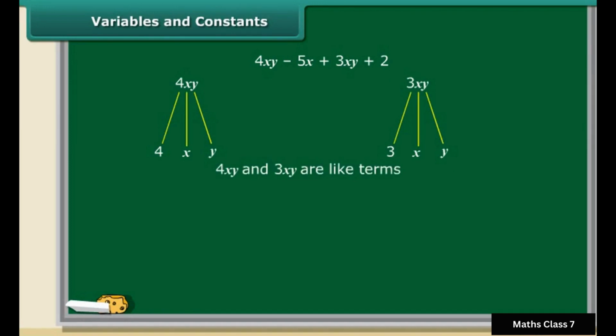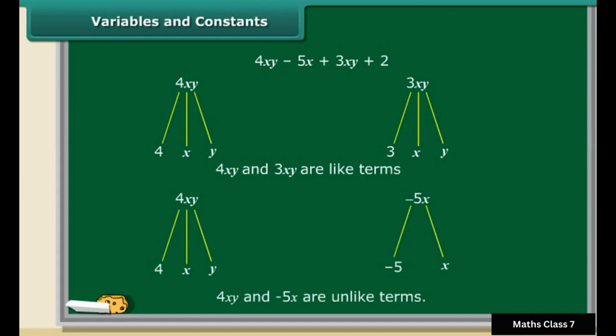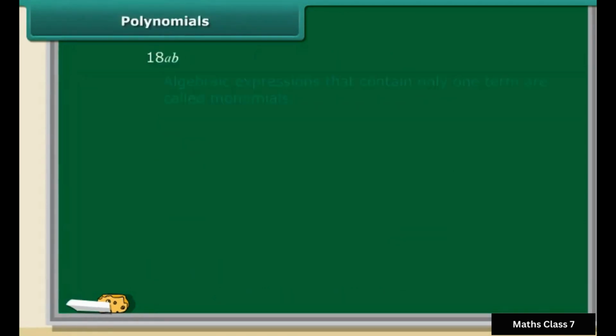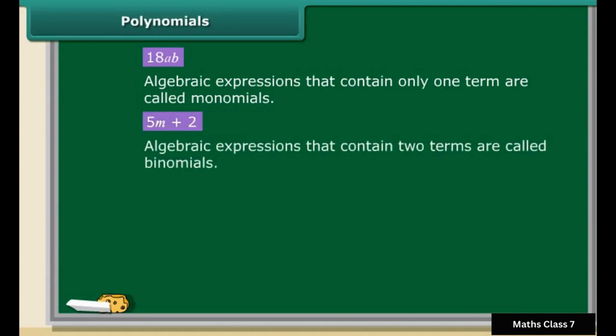On the other hand, the terms 4xy and minus 5x have different algebraic factors. So, they are unlike terms. Children, see this algebraic expression. It has only one term. This type of algebraic expression is called a monomial. Now, is 5m plus 2 a monomial? No, it has two terms. This type of algebraic expression is called a binomial.